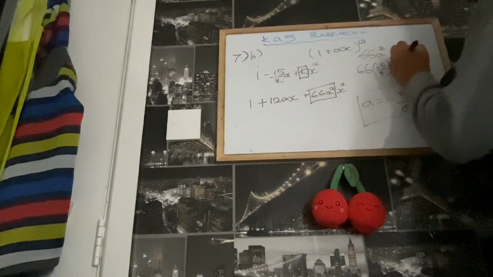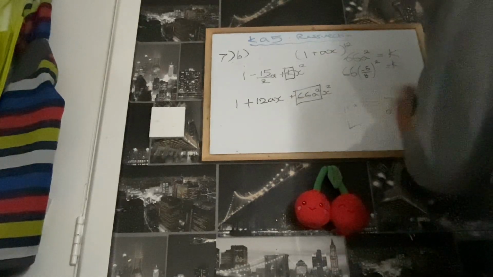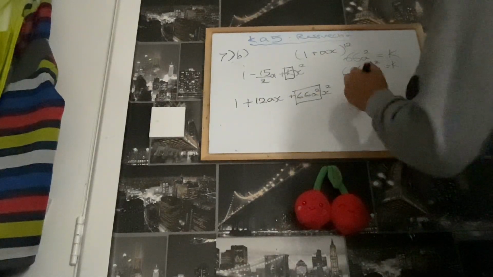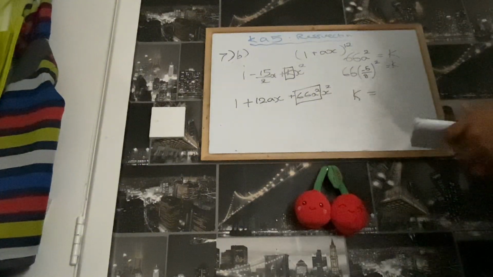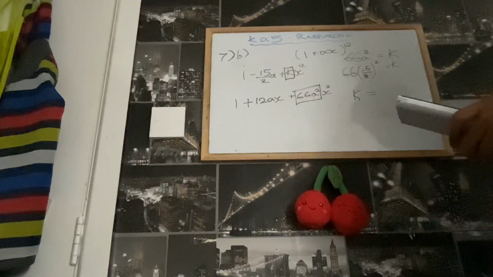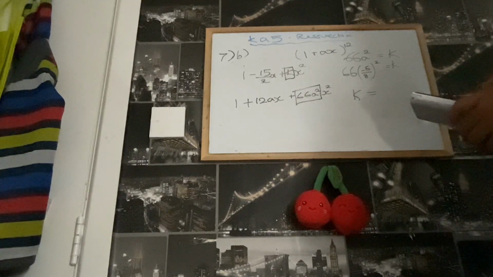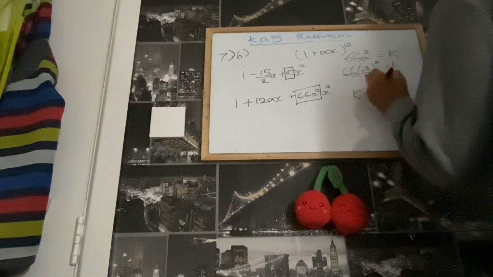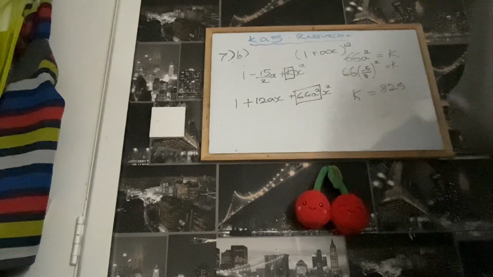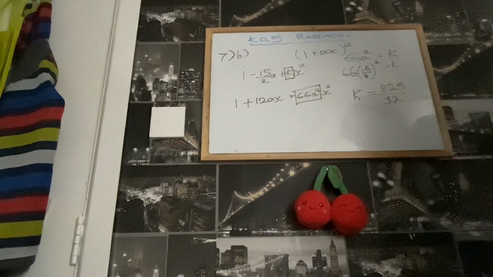Squared equals k. And now whatever value we get on this one, we will find out what k is. So k is equal to, pulling out our calculator, 66 minus 5 over 8 squared, which gives us 825 over 32. Okay, that's our value for k.